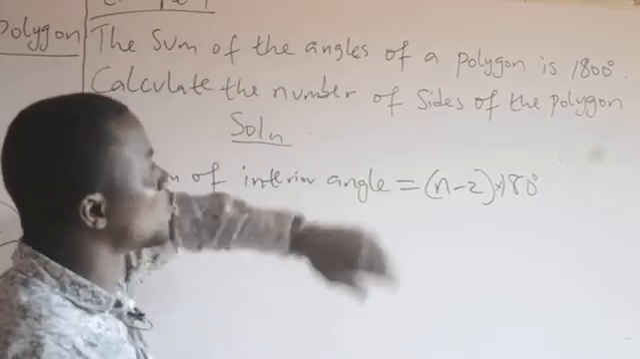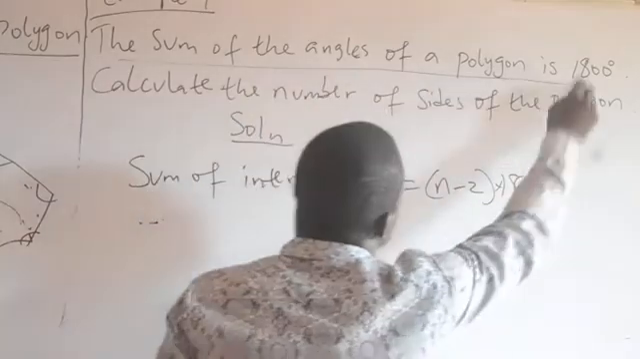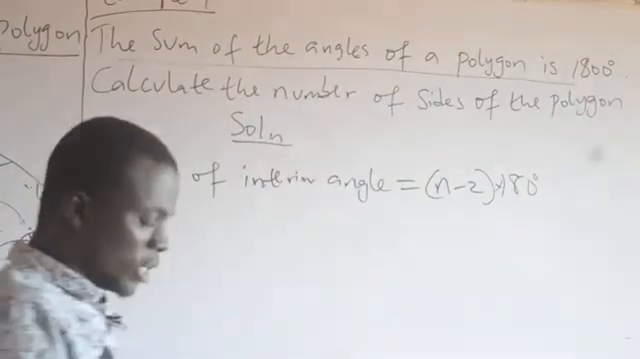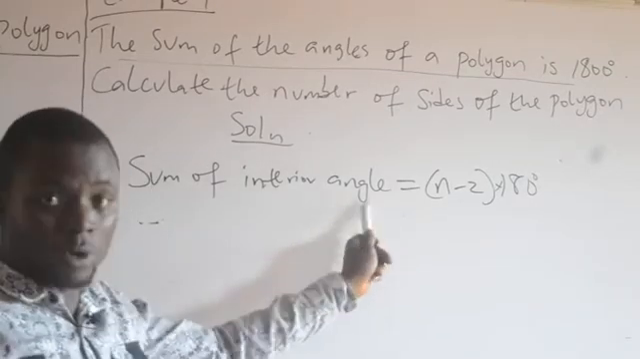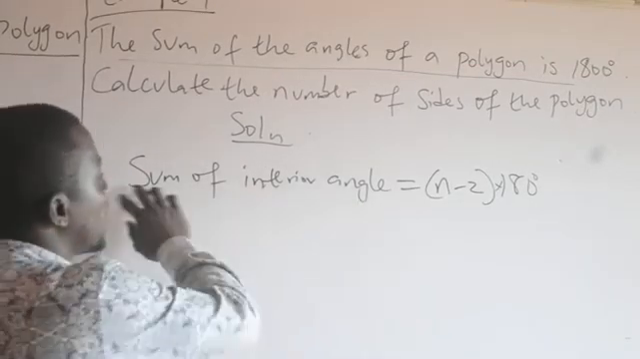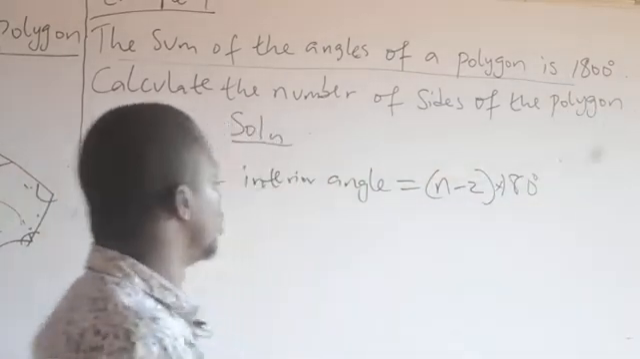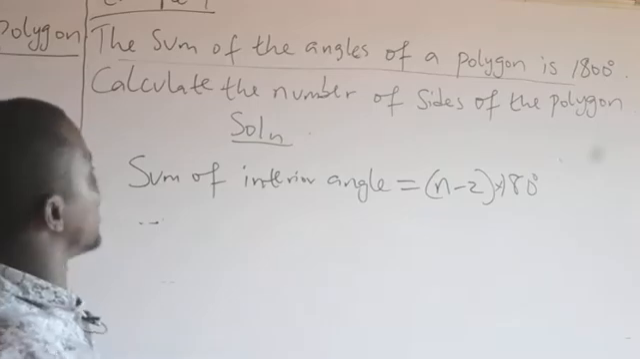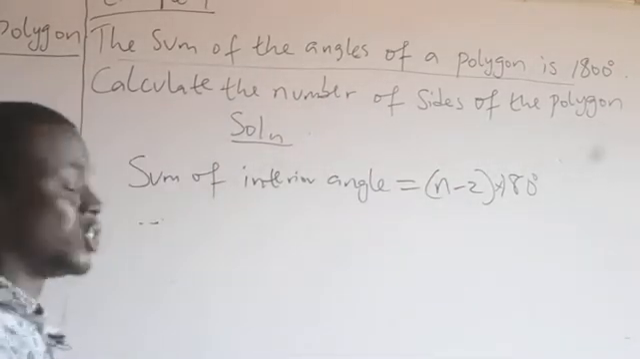The sum of angles of a polygon is 1,800 degrees. It means they have given us what S represents. That is the sum of angles of a polygon. So whenever you see this sum of angles of a polygon, you put what? 1,800 degrees. But the problem here is that we don't know the number of sides, which is n. Of course, I have defined what each of the terms means.